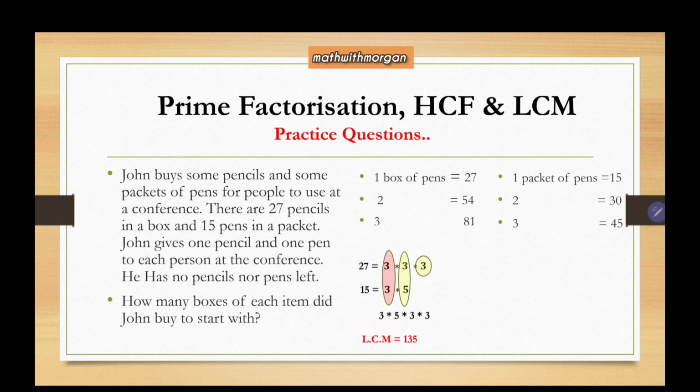So now that means the number of pens and pencils he shared each were 135, but we want to know the amount of boxes of pencils that he had to start off with. So we got to take 135 and divide by 27. So that's going to give us 5 boxes of pencils, and we do the same thing. We take 135 and divide by 15, and that will give us 9 packets of pens.